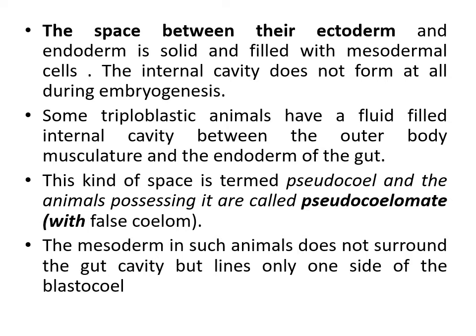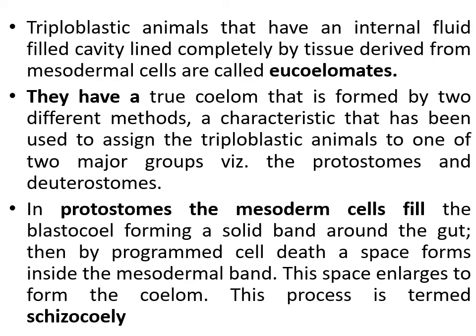Some triploblastic animals have a fluid-filled internal cavity between the outer body musculature and the endoderm of the gut. This kind of space is termed pseudocoel, and the animals possessing it are called pseudocoelomates. Pseudo means false. The mesoderm in such animals does not surround the gut cavity but lines only one side of the blastocoel.